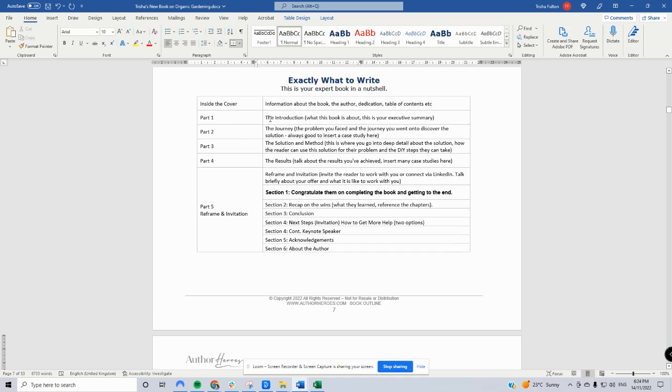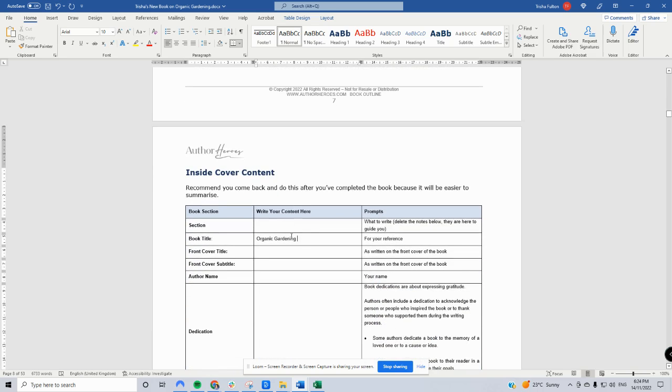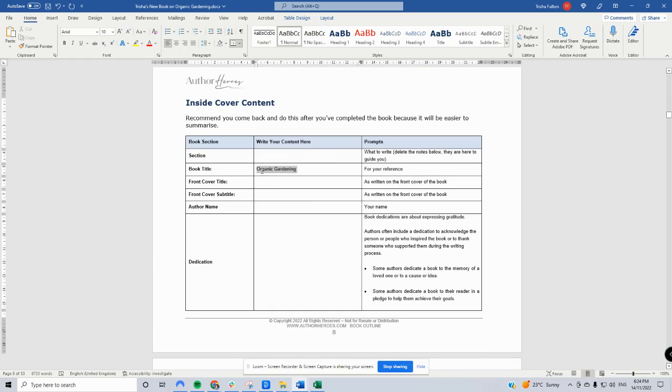Part 1 is the introduction. This is what the book is about. Part 2 is the journey. Part 3 is the solution. Part 4 is the results. So let's do this together. I'll do a quick one here.